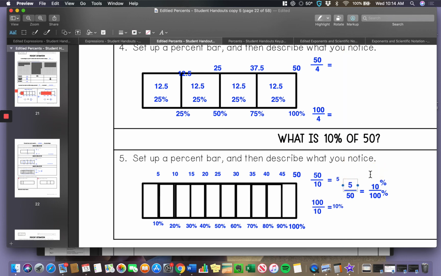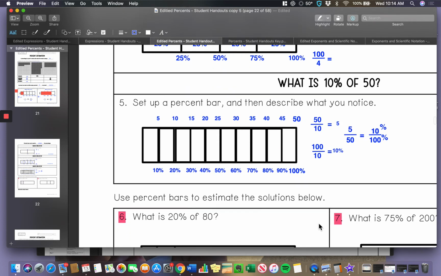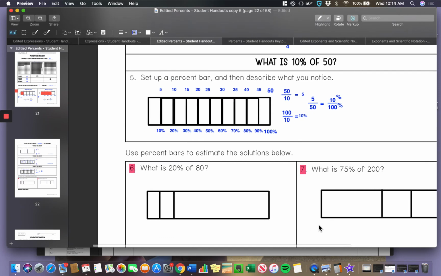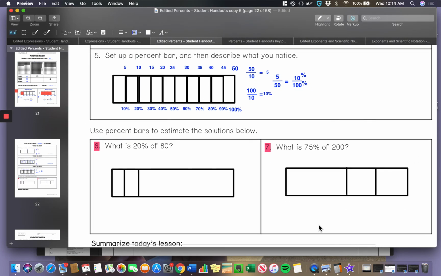Now, if I was unsure, I could always refer back to my percent bar, and I can look at 10. What is 10% of the 100? I'm sorry, what is 10% of 50? It would be your 5 right here. Okay? So, I have these highlighted in pink.